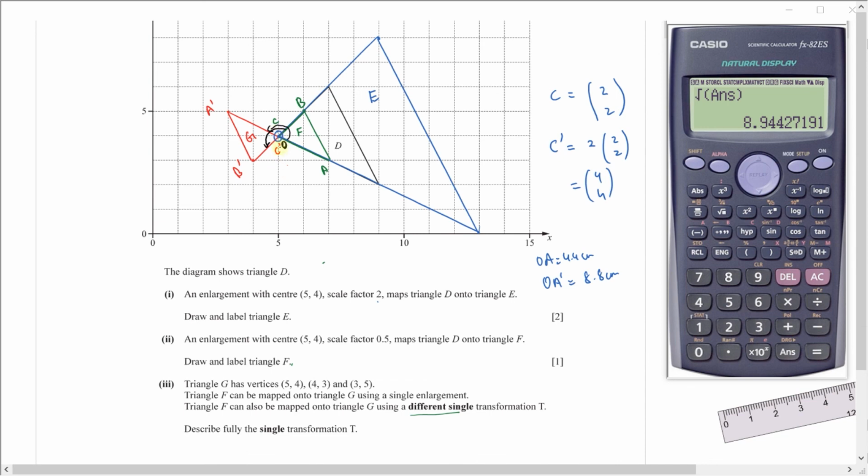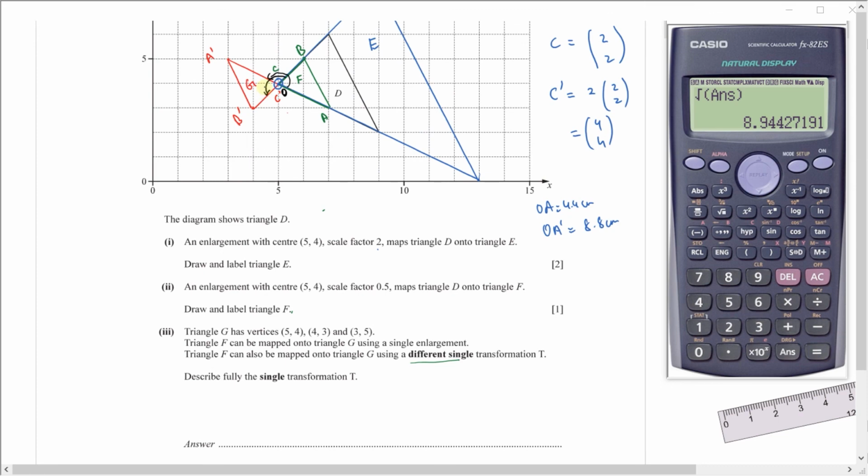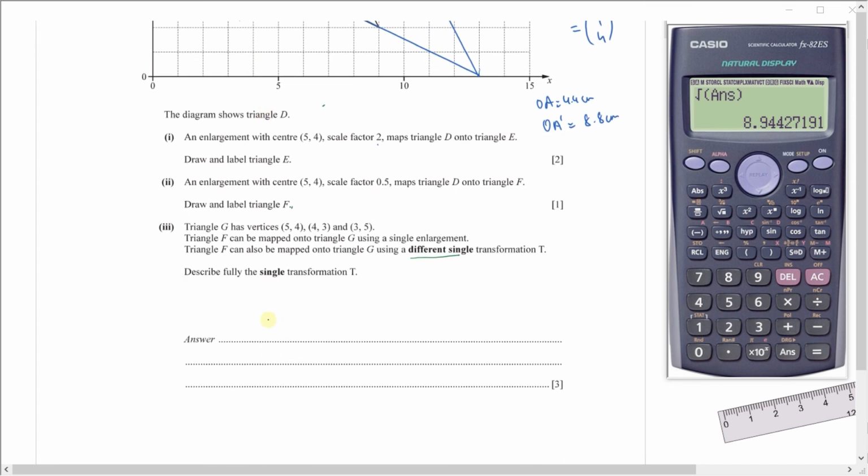5, 4, which is the point 5, 4. Point C didn't move because it was already on the center of rotation. You can see the line joining the center with point A rotated 180 degrees. So this line became this line here, OA dash. OB was rotated 180 degrees and it became OB dash. So the other transformation that maps triangle F onto triangle G is in fact a rotation.